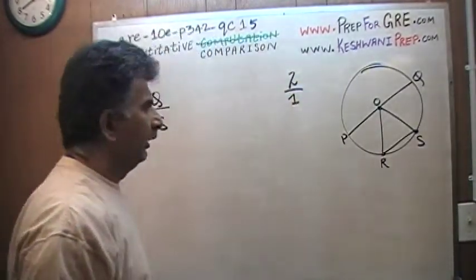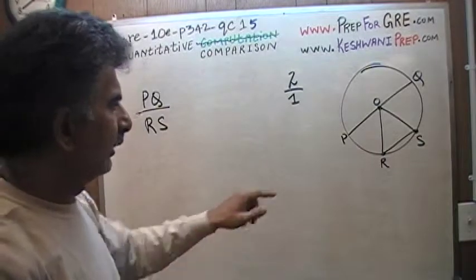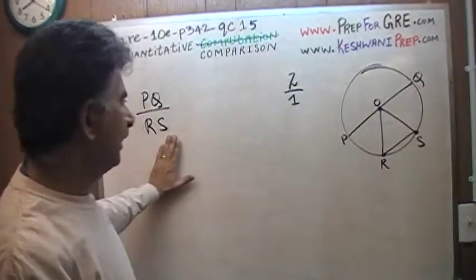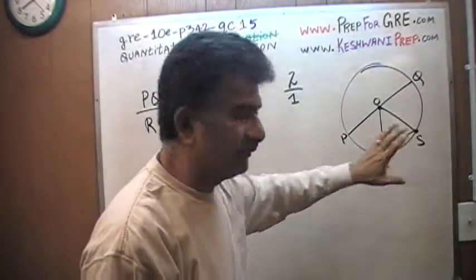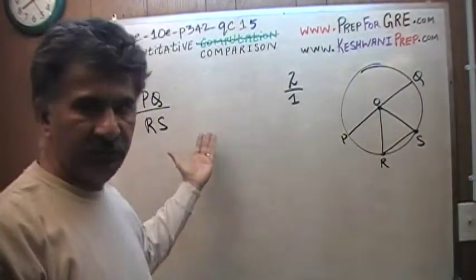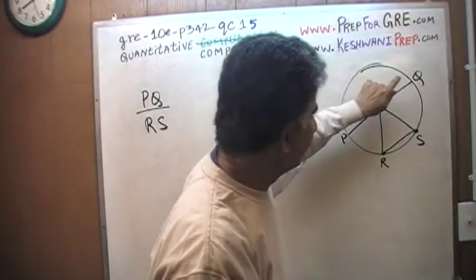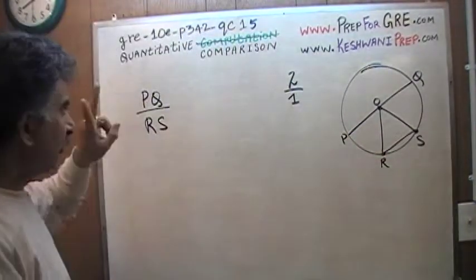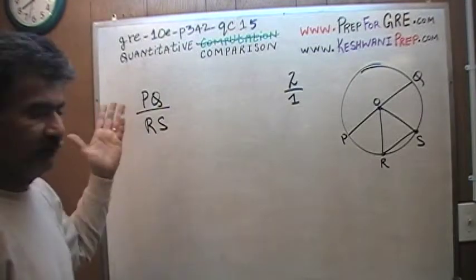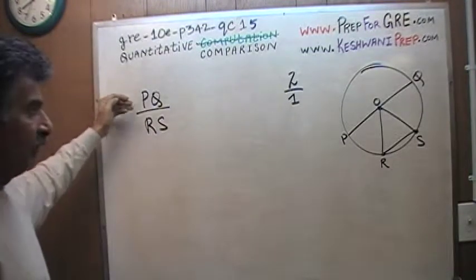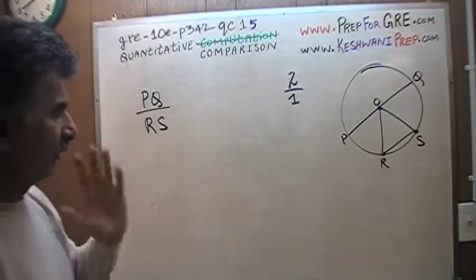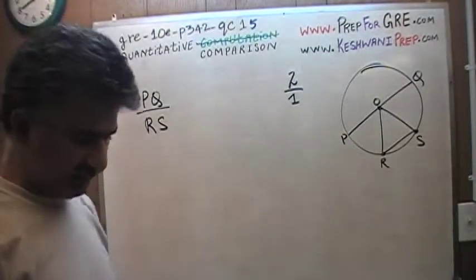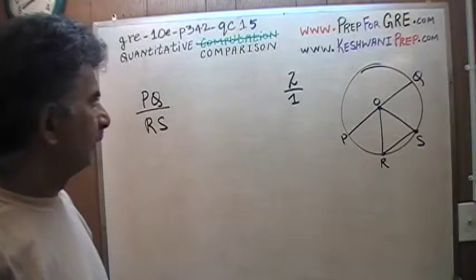In other words, our job is to tell whether distance P to Q is 2 times as large as R to S. If that is the case, if it's 2 to 1, then the answer will be C. If P to Q is more than twice as much as R to S, then the answer will be A. If the ratio is less than 2 to 1, then the answer will be B. There are only 3 possible options, but there has to be an answer.